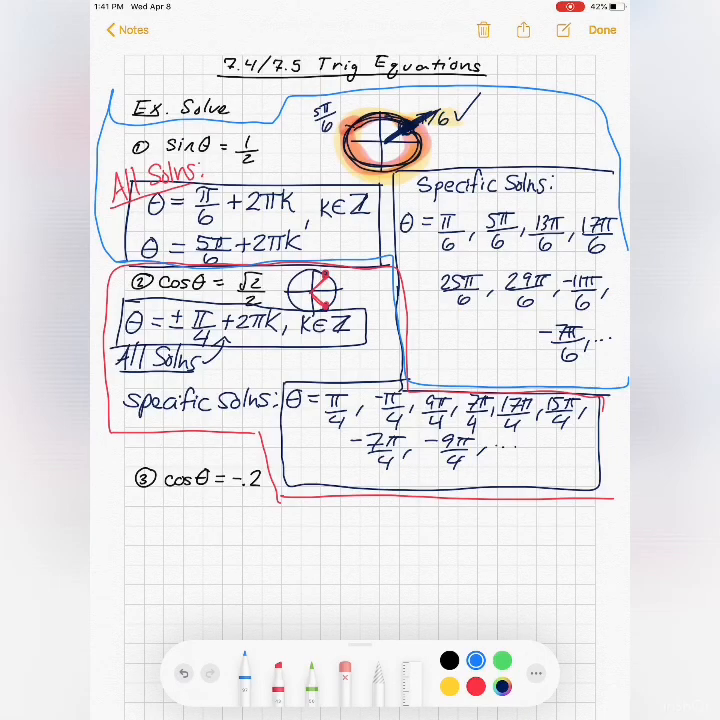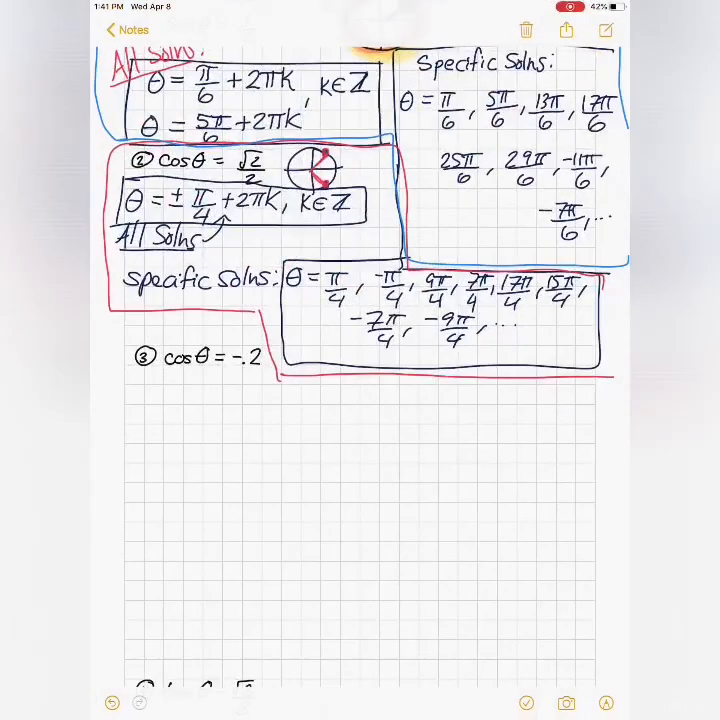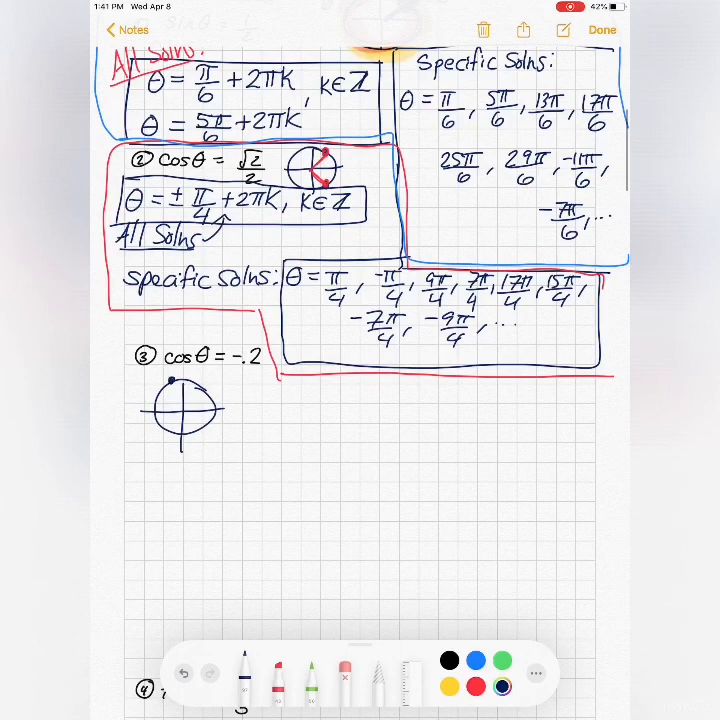Okay, here's another one. Very similar, except here I actually don't have a special value of cosine. So I'm going to start this out the same way. I'm going to estimate, okay, there are going to be 2 points on the circle where cosine is negative 0.2, here and here.